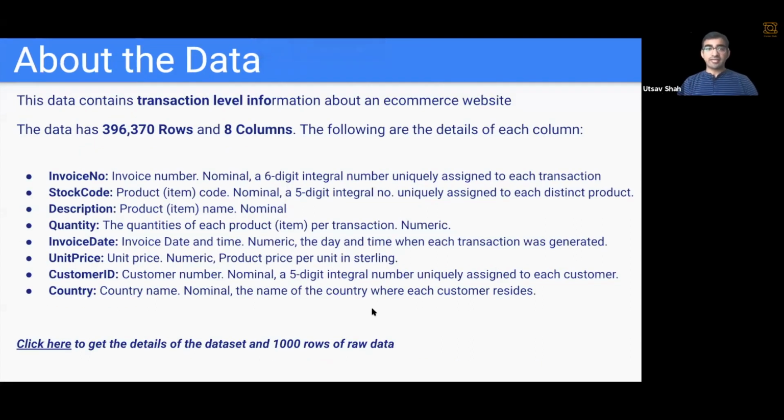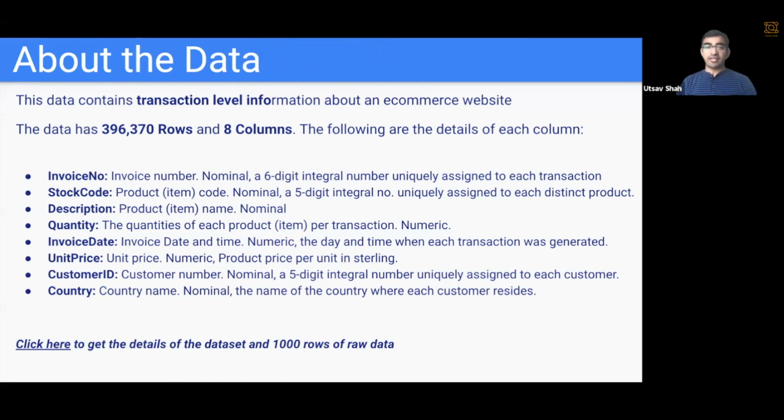A quick look at the dataset itself. It's an extremely interesting dataset. This data contains transactional level information about an e-commerce website. The data has close to 400,000 rows and 8 columns, and the following are the details of each column.